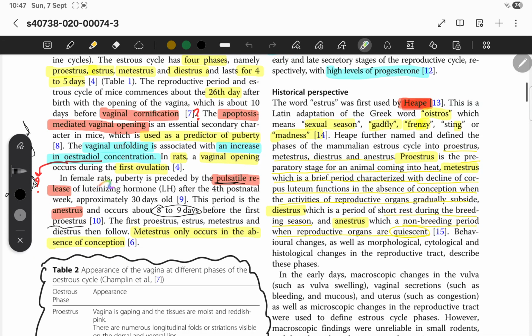In female rats, puberty is preceded by a pulsatile release of luteinizing hormone after the fourth postnatal week, approximately 30 days. This period is the anestrus and can occur about 8 to 9 days before the first proestrus. The first proestrus, estrus, metaestrus, diestrus then follow. Metaestrus only occurs in the absence of conception.